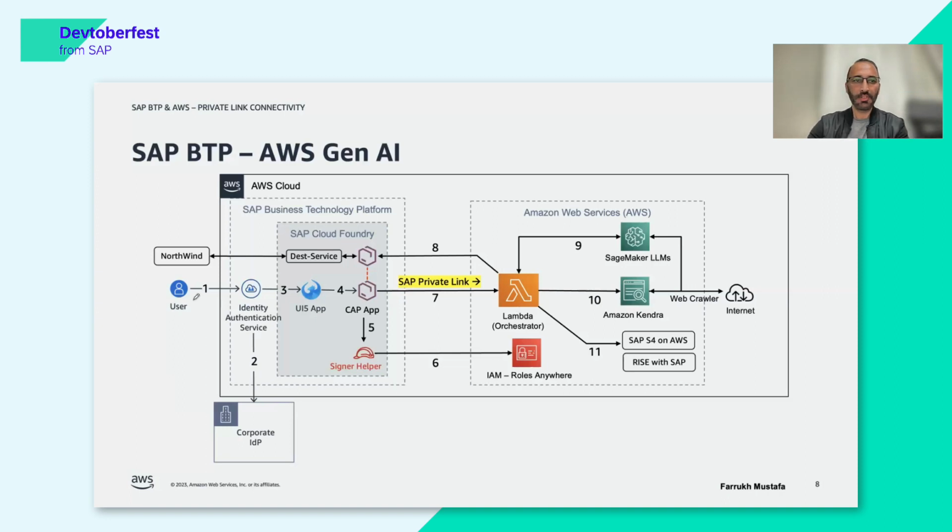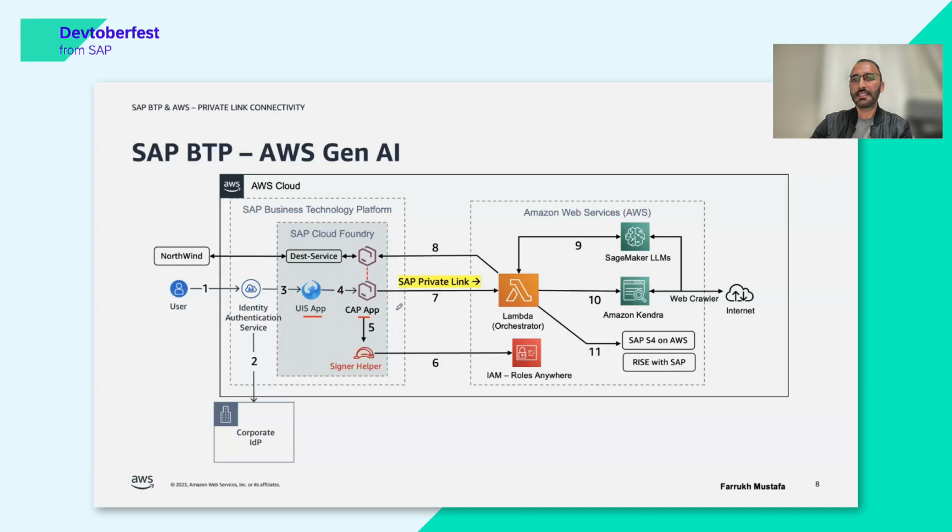So we'll start the flow here. Let's say a user asks the bot, what is the address, or what is the phone number, or where does this person work in your company's index. It will take that query and go into the UI front app. The front end will talk to the CAP backend, and in the backend the first step is to get the authentication. We're using IAM Roles Anywhere, which I'll show you in a little bit.